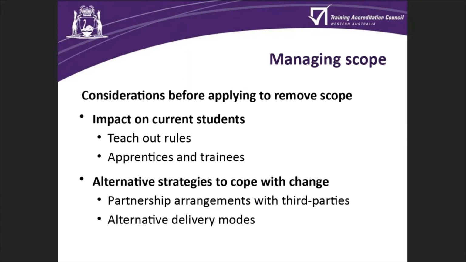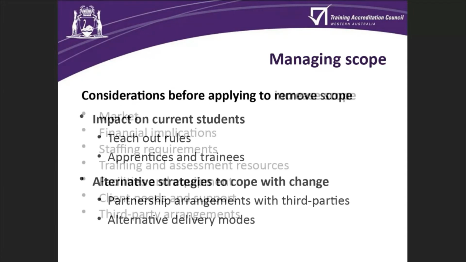So you might actually want to consider alternative strategies to cope with change. I mean, rather than reducing scope, for example, if you are reducing scope because of a loss of resources, is there a way in which you can access resources through maybe alternative delivery modes or through partnership arrangements with third parties? So maybe what you should consider before you reduce scope is, are there opportunities for you to retain activity within that area, but operate in a somewhat different way?